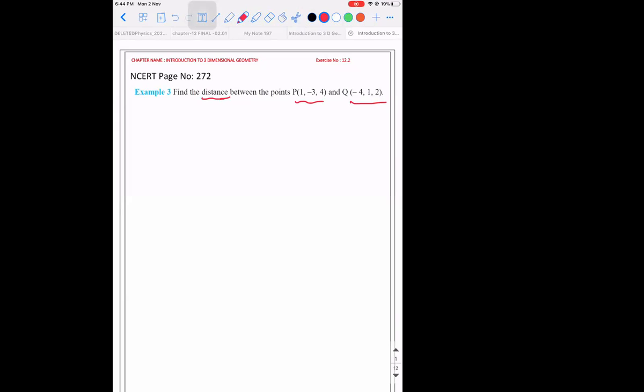In third dimension, what will happen? You will have (z2 minus z1) square also getting added. So, solution. By the way, this is exercise 12.2, guys. So what is the formula for distance between 2 points?